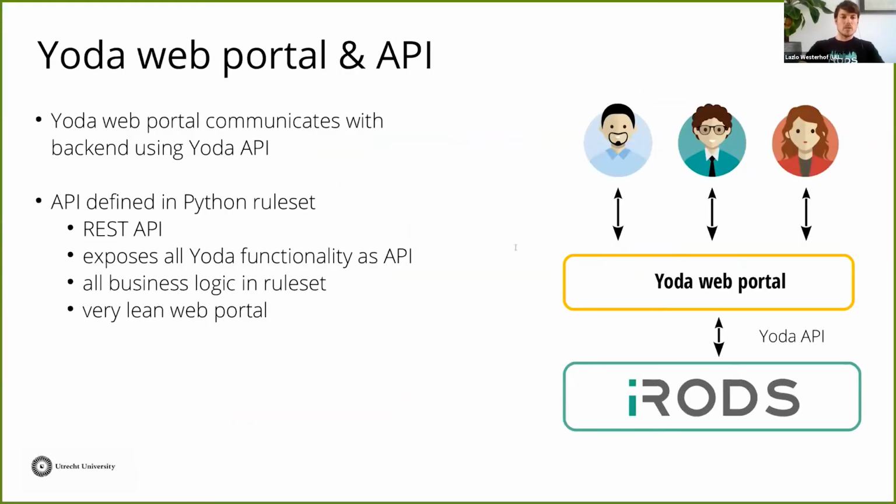So let's zoom in on the web portal. Users interact with the web portal, and the web portal will communicate this to the backend using the Yoda API. This API is defined in our iRODS rule set, and it's built as a REST API and exposes all functionality of Yoda. And with this API, we can build a very lean web portal, since all the business logic is in a rule set in the backend. This brings us much more flexible and easier maintainable code.